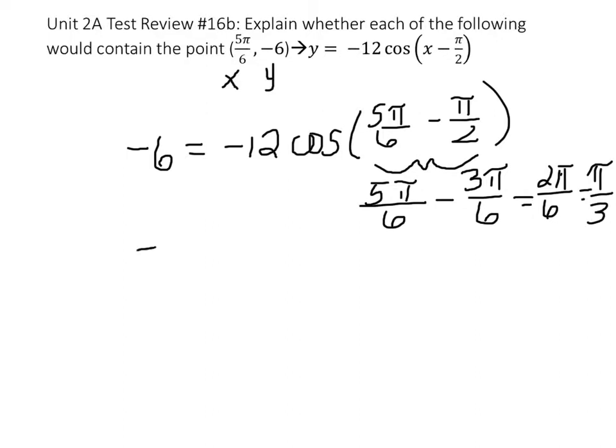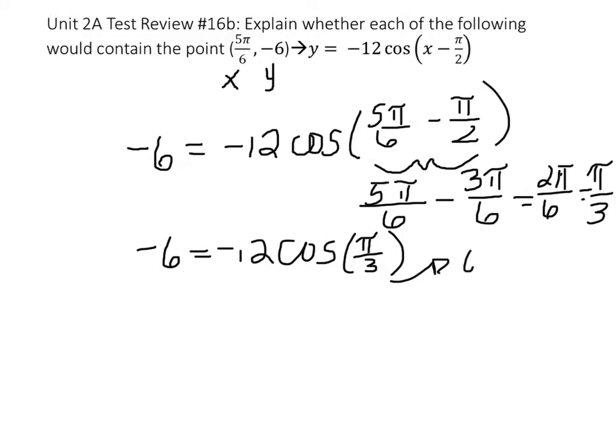So now I'm going to have a negative 6 is equal to a negative 12 cosine of pi over 3. And we know that pi over 3, anything divided by a 3, is going to be my 60-degree angle in the first quadrant. And I know that cosine of 60 degrees is a 1/2. I can learn that from my unit circle that we have hopefully memorized by now. So I'm going to have a minus 12 times 1/2, because I know the cosine of pi over 3, or the cosine of 60 degrees, is a 1/2.